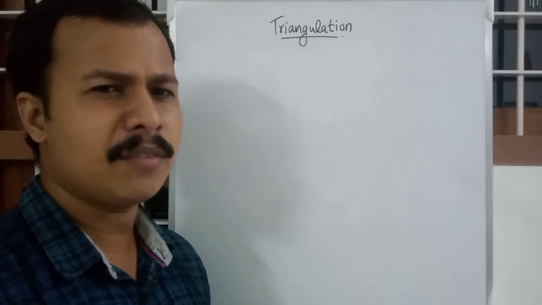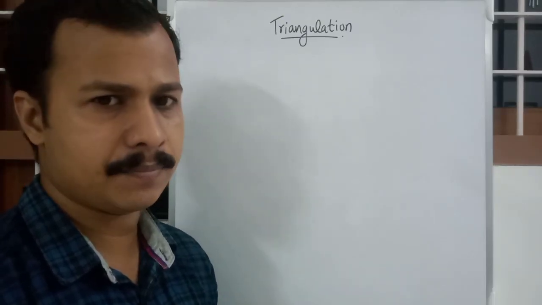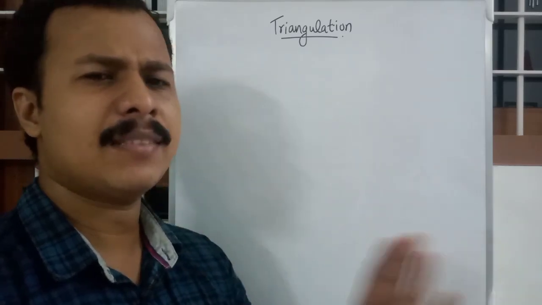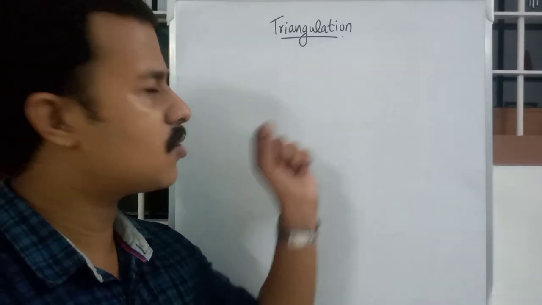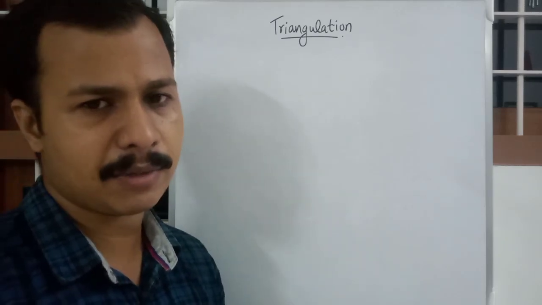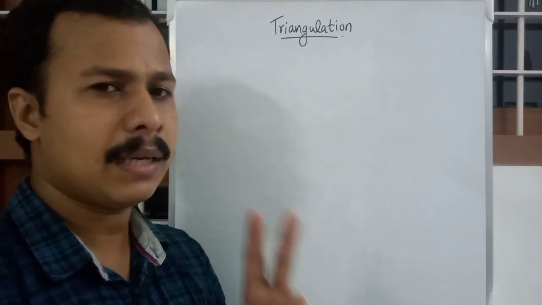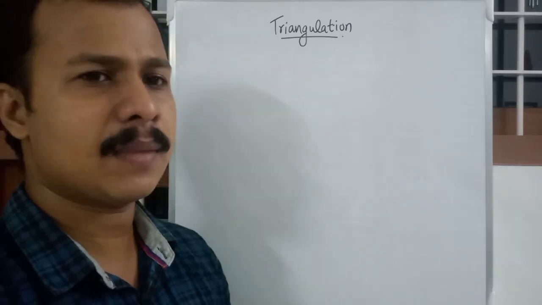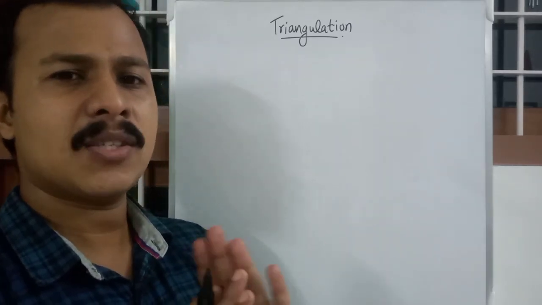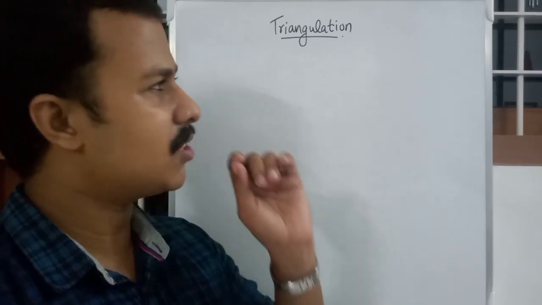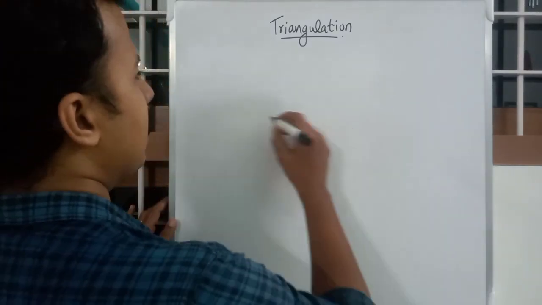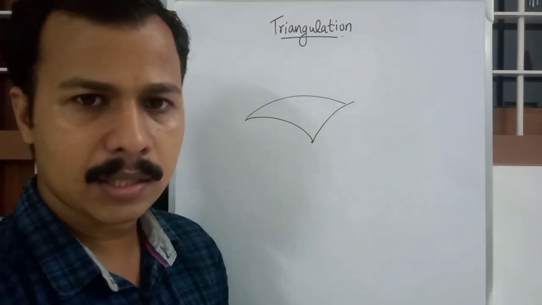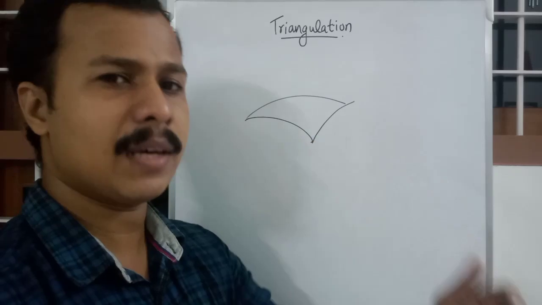So welcome back. Today we are discussing triangulation, and till now we were discussing plane surveying, and from this topic we are discussing geodetic surveying. You know the difference between both. In plane surveying we consider the surface of the earth as a plane surface, and the lines and angles are straight lines. But in geodetic surveying we will be considering spherical angles, spherical lines, etc. So we are considering the curvature of the earth.